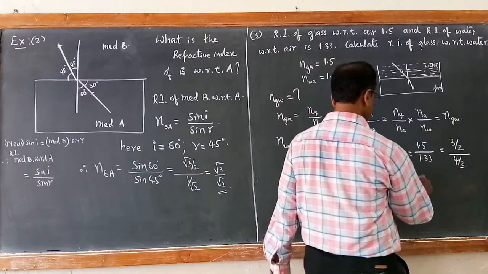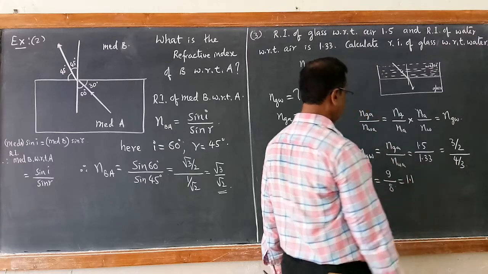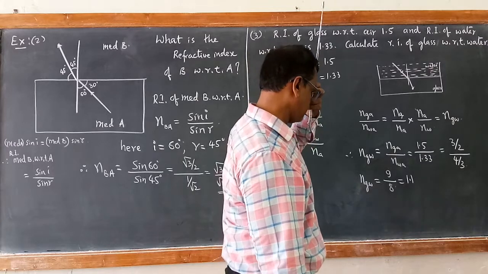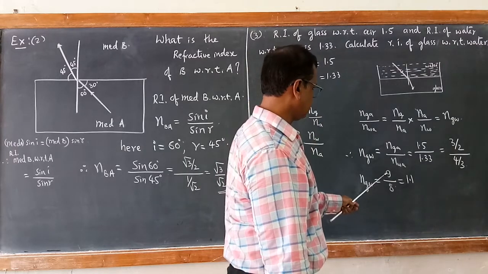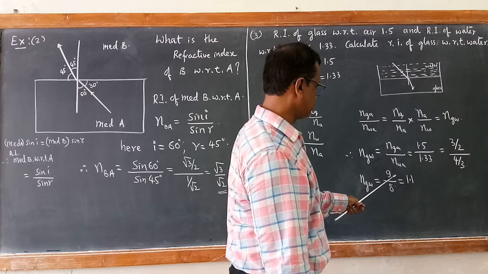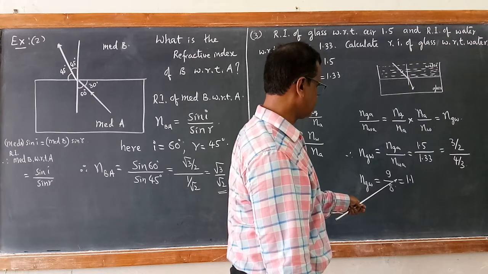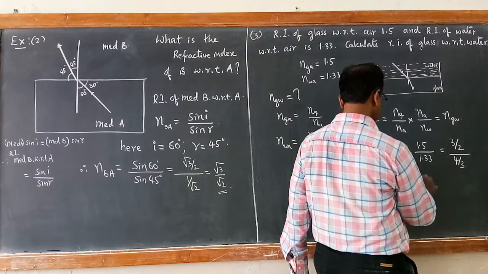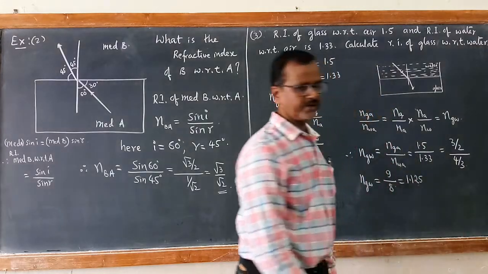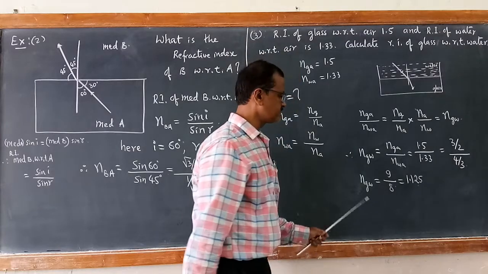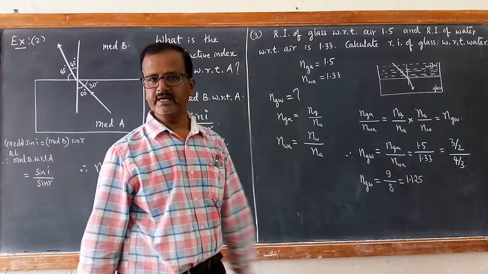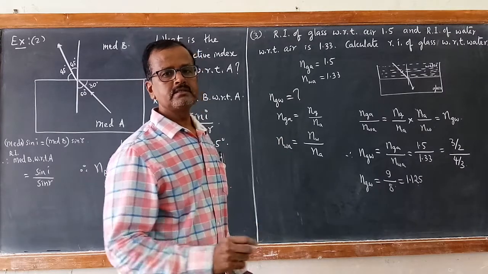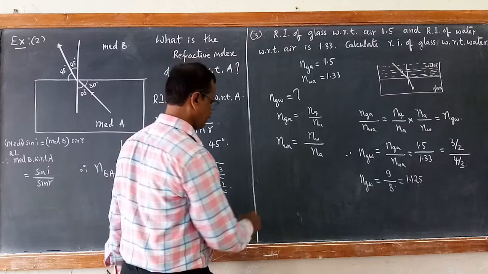What do you get? 9 by 8. I think 1.1. 8 ones are 8, 1 remains. 8 ones are 8, 2 remains. 8 twos are 16, 4 remains. 8 5s are 40. So 1.125 is the refractive index of glass with respect to water. This is how you need to calculate the problem. I am just giving you one simple problem. Try yourself.